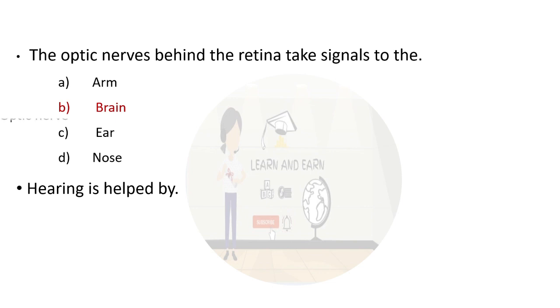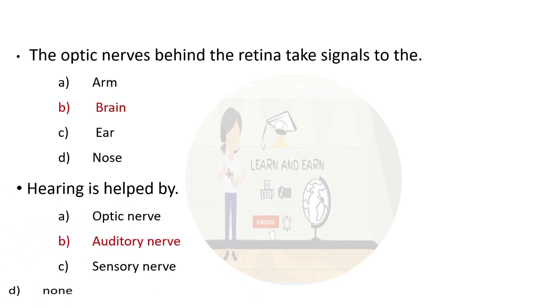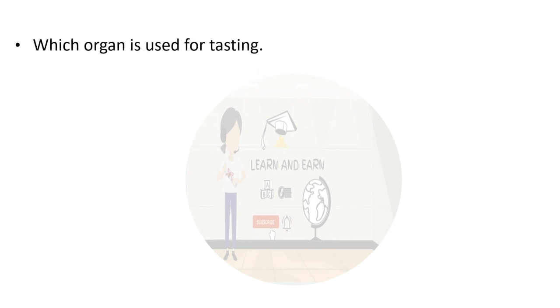Hearing is helped by option A, optic nerve, option B, auditory nerve, option C, sensory nerve. The right answer is auditory nerve. The next MCQ is, which organ is used for tasting? Option A, nose, option B, ear, option C, tongue, option D, eye. The right answer is option C.